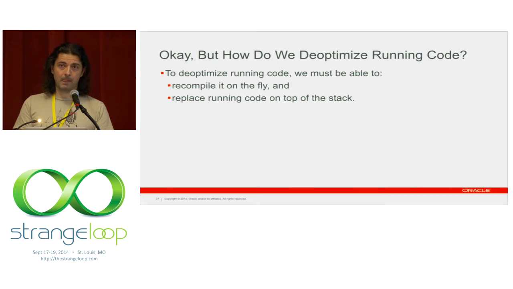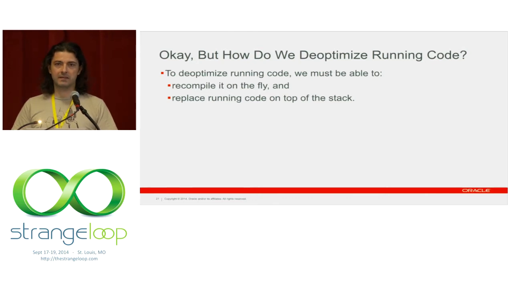All right, so how do we do this? How do we deoptimize running code? Because normally the usual way to do this is you need to recompile a new version on the fly, but what's more complicated is that you need to replace your running code on top of the stack.